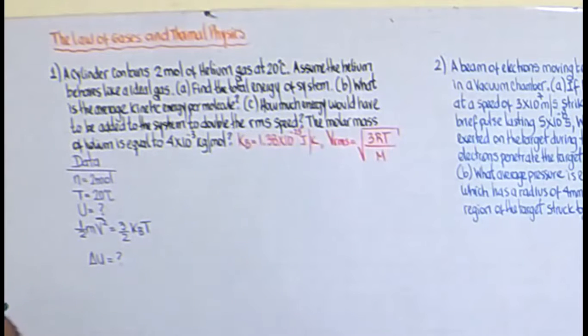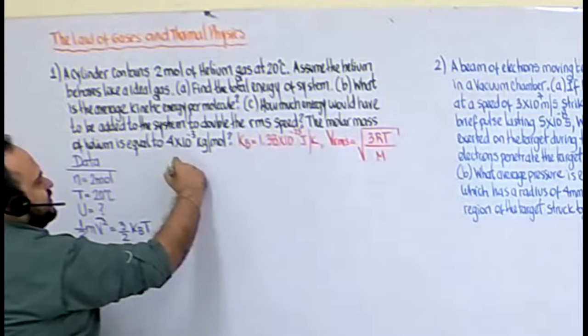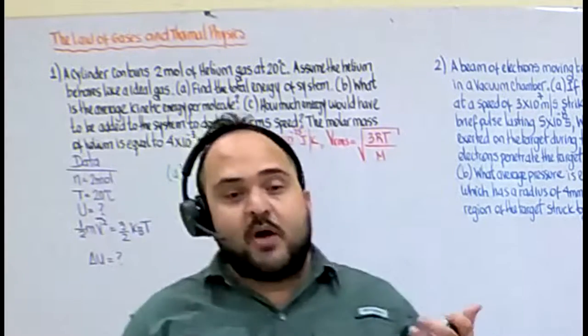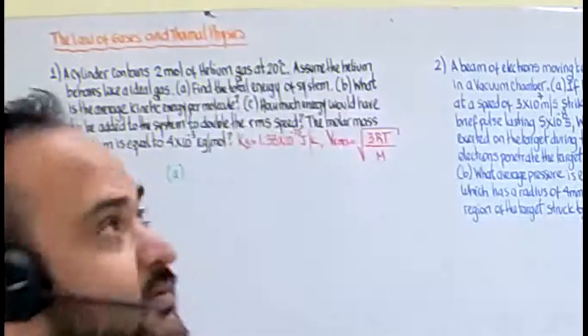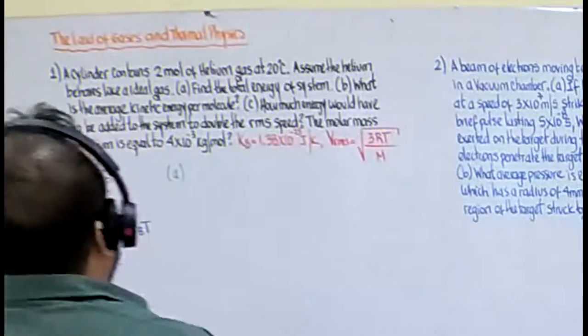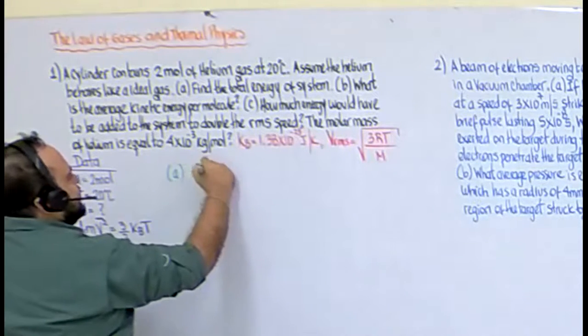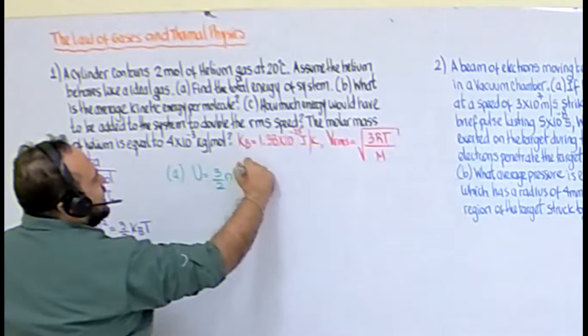Okay, what are we going to do? Step number 1 is the easiest part because they're asking for the total internal energy of the system. Because the helium, my dear students, is a monatomic gas, we can apply the following equation. U equals, or internal energy equals 3 halves nRT.